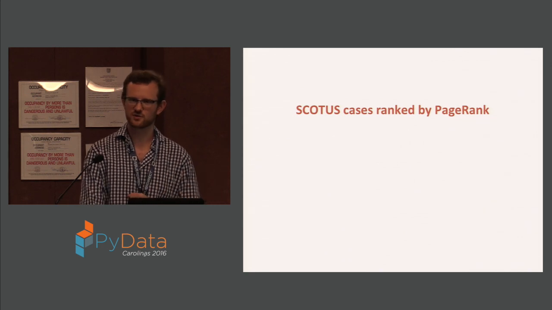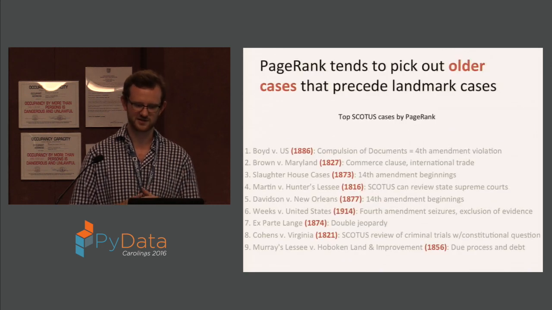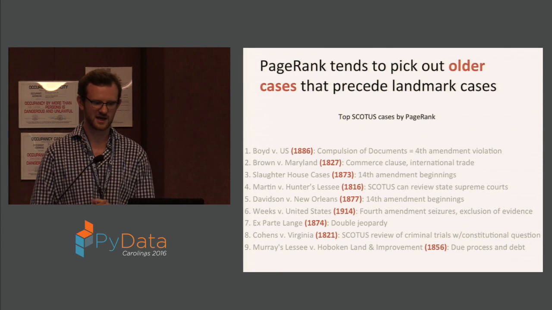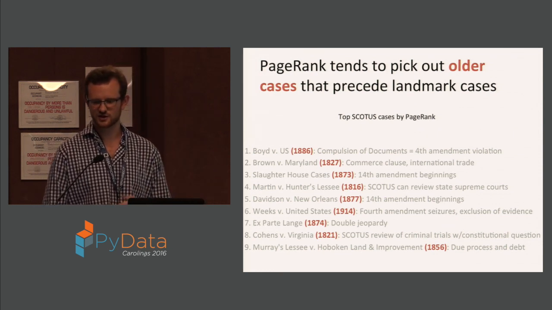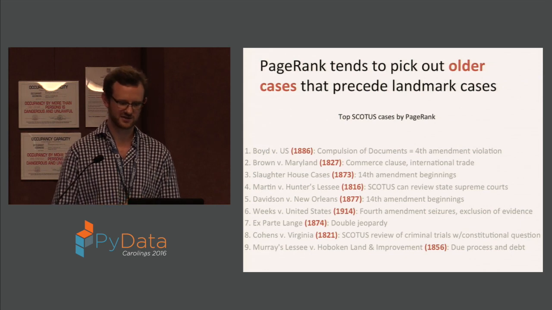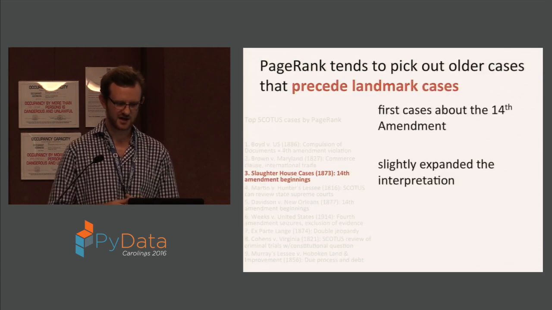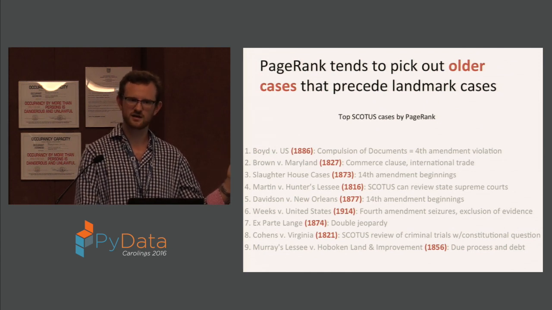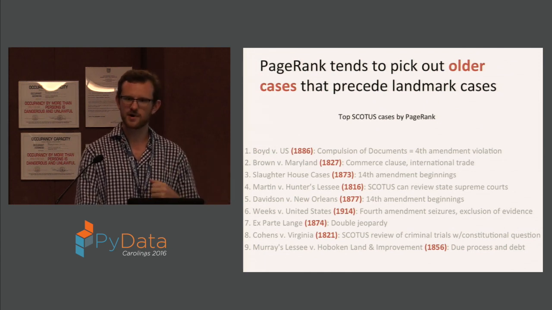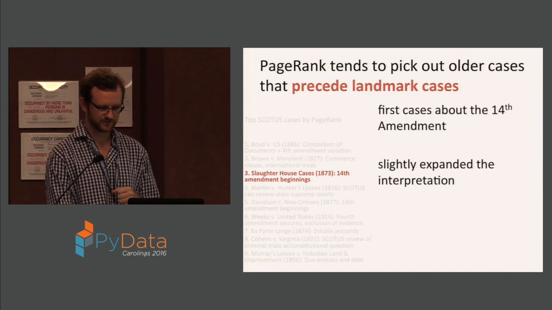So let's rank the Supreme Court cases by PageRank and see what happens. Here are the top 10, and you'll notice that PageRank tended to pick older cases. Most of these cases are from the 1800s. The cases that PageRank picked were not necessarily themselves landmark cases, but they preceded landmark cases.